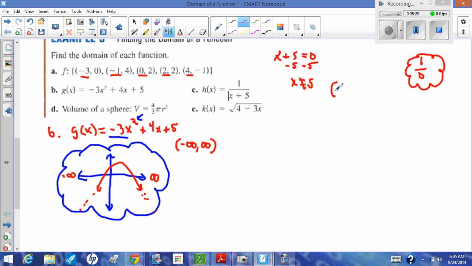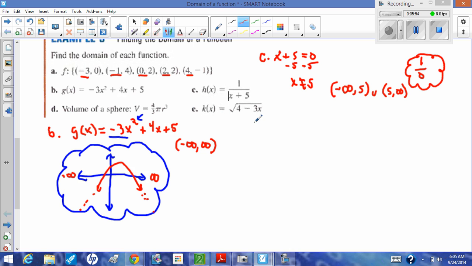So I can start over at negative infinity and take it all the way to 5, but not including 5. Unite that with the set from 5, but not including 5, all the way to positive infinity. And that is my domain for letter C. Okay, again, it's all about looking for where it's undefined. And the first case is division by 0.